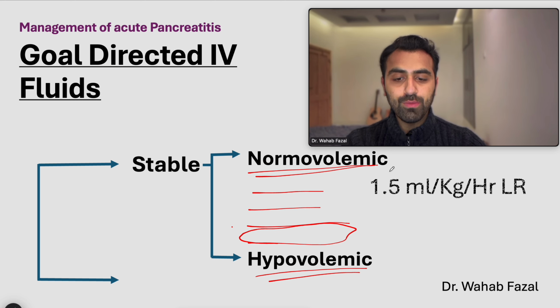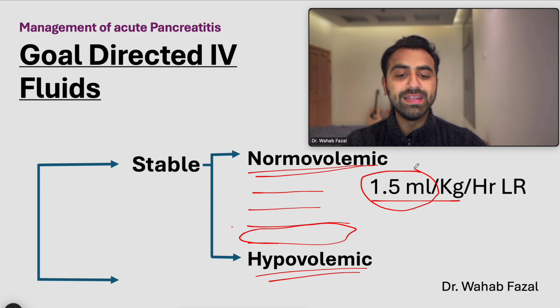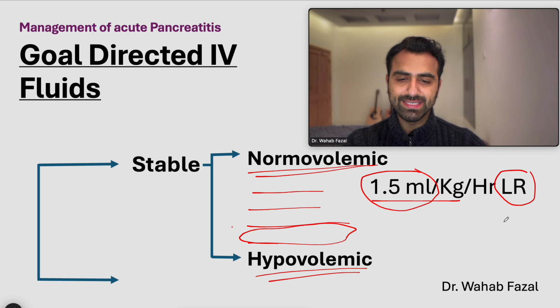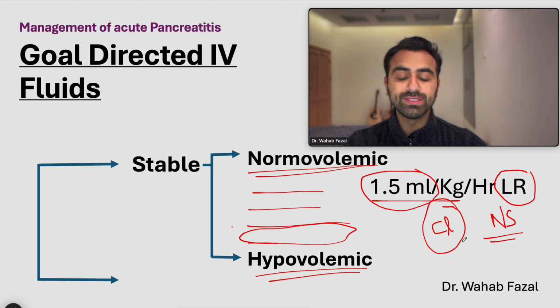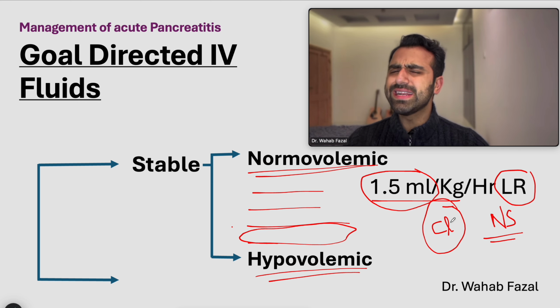If you're normovolemic, you want to start the patient on aggressive hydration with 1.5 milliliter per kg per hour of Ringer's lactate. Usually this is preferred due to many sources because there is a risk with normal saline. Normal saline is high in chloride, so there is a risk of causing hyperchloremic metabolic acidosis. Remember, hyperchloremic metabolic acidosis.